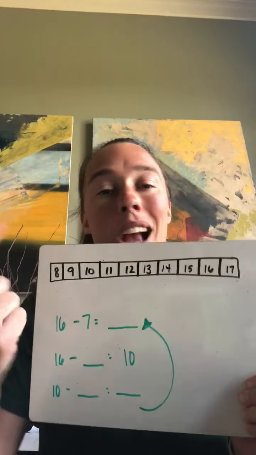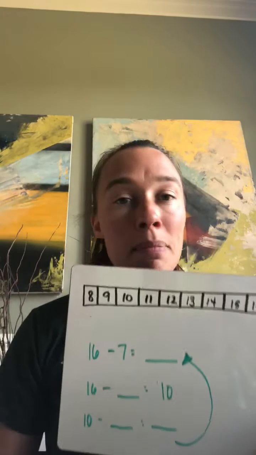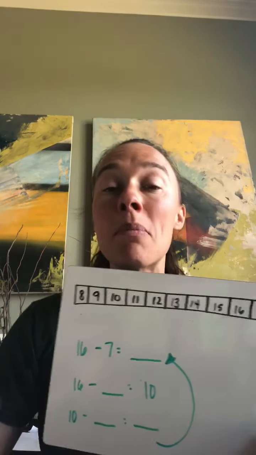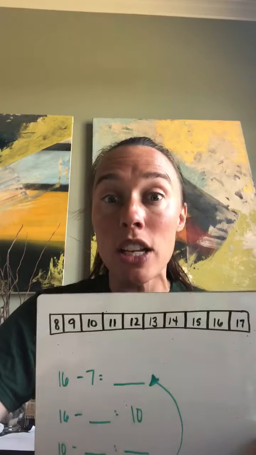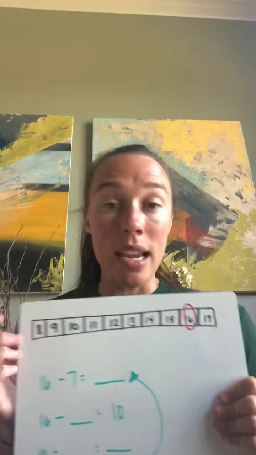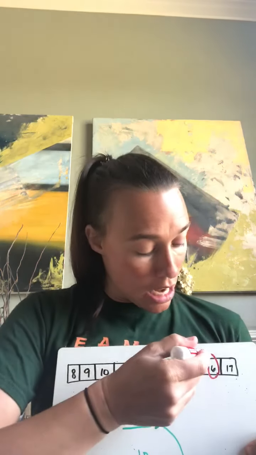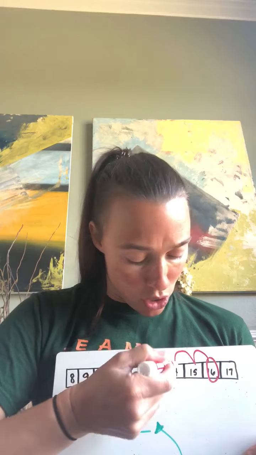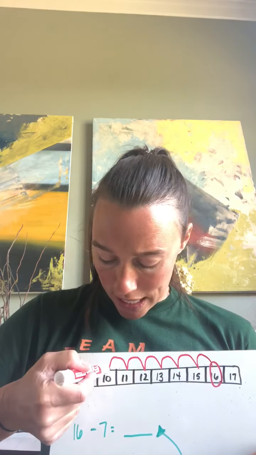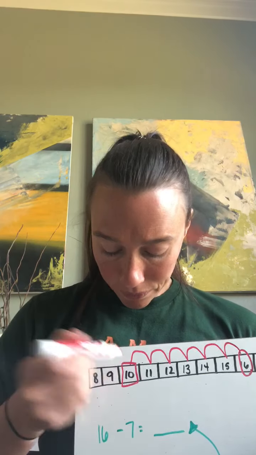Well, some of you are going to say, okay, Miss Metz, that's easy. I'm going to start at 16 and I'm going to count back 7. Perfect. That is amazing. However, remember, we're trying to make 10. So let's try to do it that way. So here I'm going to start at 16. Okay? I'm starting at 16. And I want to get back to 10. So I'm going to get back to 10. 1, 2, 3, 4, 5, 6. So I got to 10. Do you see how I made it to 10?